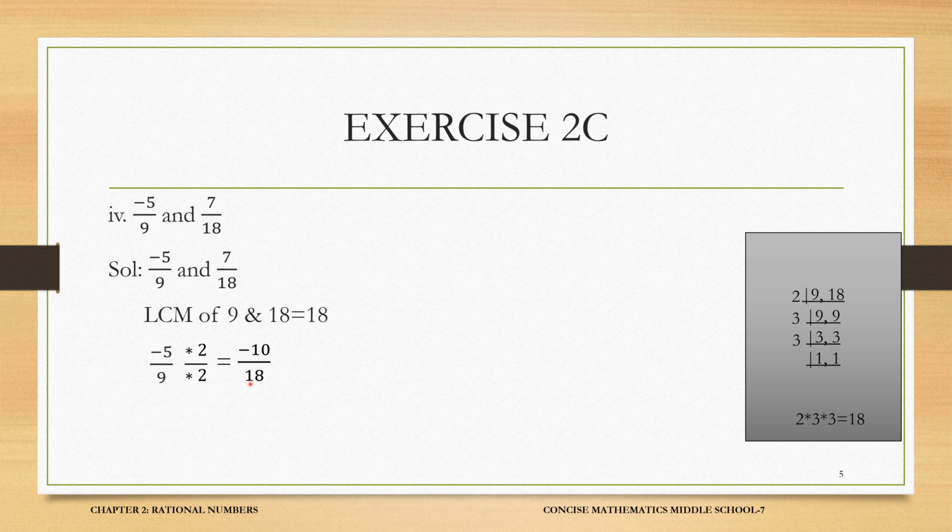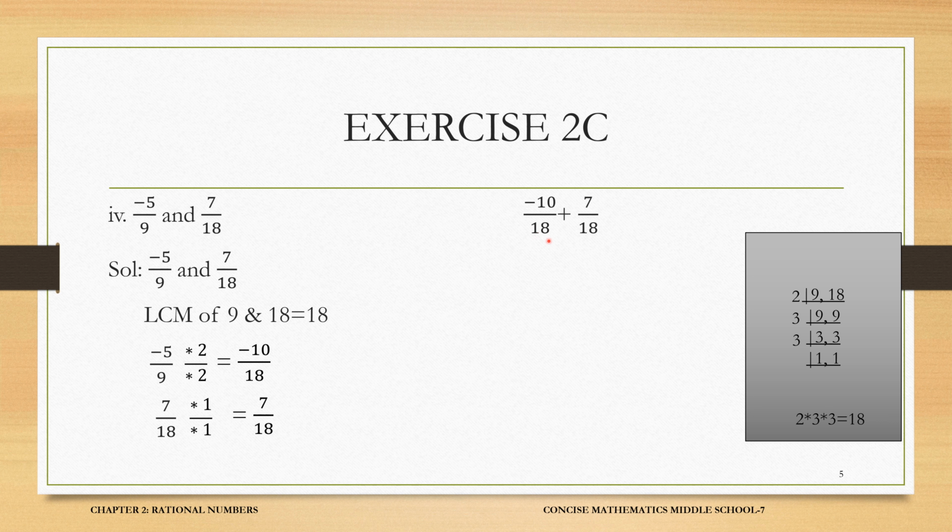So it became 18, minus into plus minus, 5 twos are 10. Similarly, write down 7 by 18. And here in the denominator it's 18. It's already 18, right? So we don't need to change anything. So I'm multiplying with 1. It becomes 7 by 18. Now just add these two rational numbers. Minus 10 by 18 plus 7 by 18.